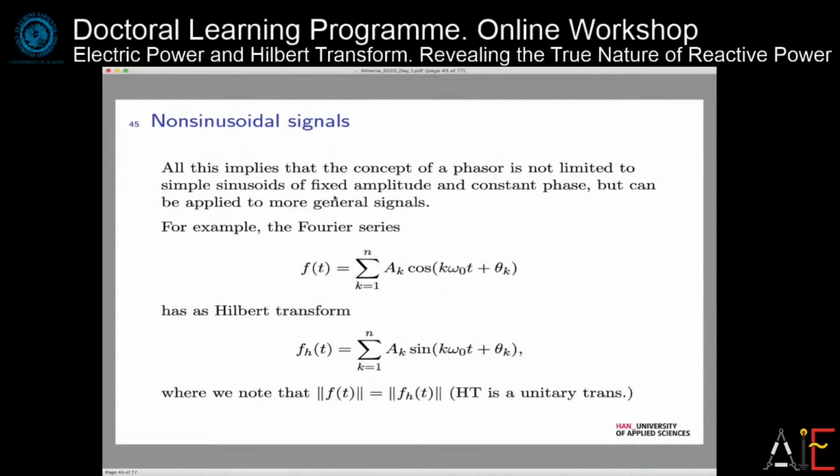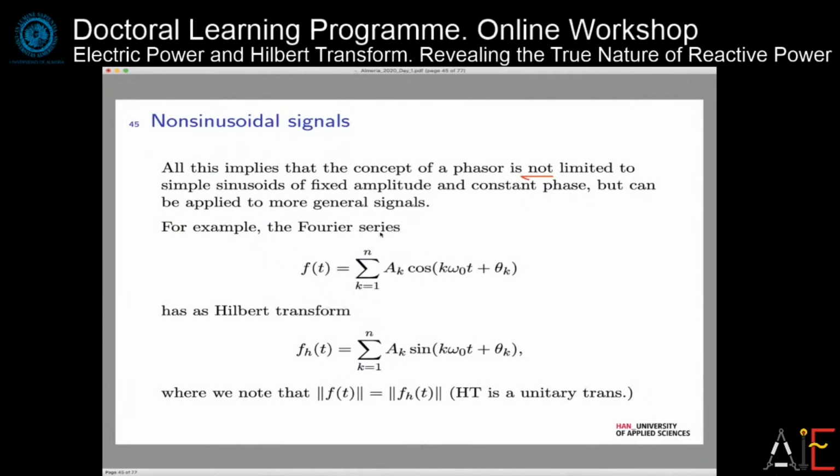Well, it's pretty apparent now that the concept of a phasor, but then in terms of an analytical signal, I call it a time-varying phasor, and I will do that in a moment, and that is definitely not limited to a simple sinusoid with a fixed amplitude and a constant phase, but it can be applied to much more general signals.